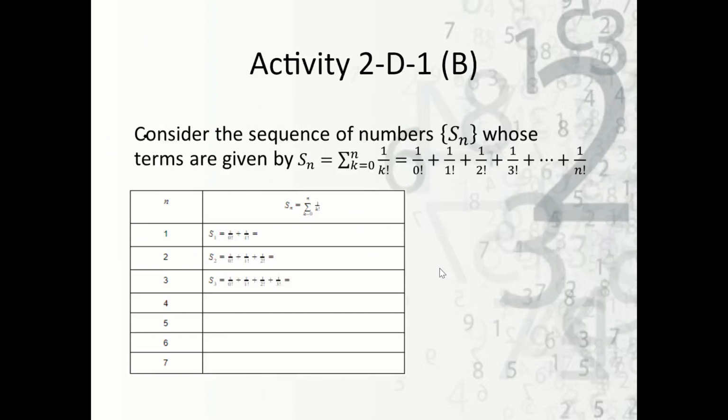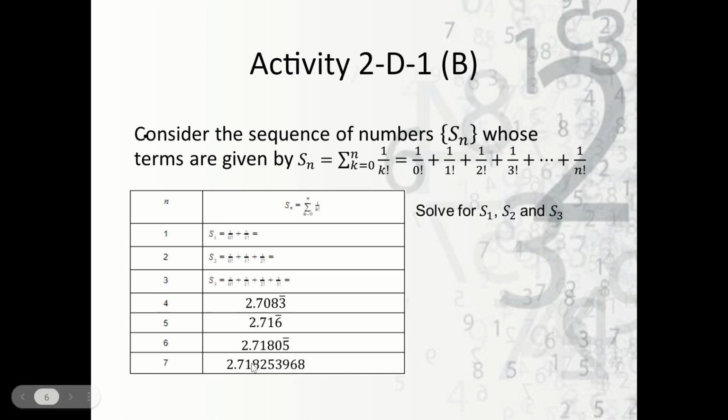So now we are considering the sequence of numbers s sub n, which means we're calculating a sum, whose terms are given by s sub n equals the sum, as k goes from 0 to n, of 1 over k factorial, which is 1 over 0 factorial plus 1 over 1 factorial plus 1 over 2 factorial. So you're going to enter this one into your spreadsheet as well and solve, and as we do that, you should notice that the pattern starts to look like this.